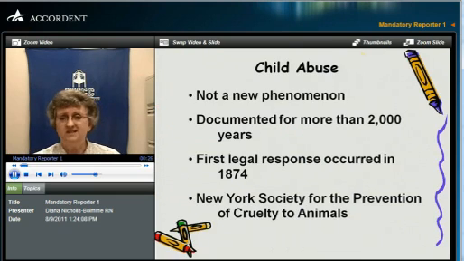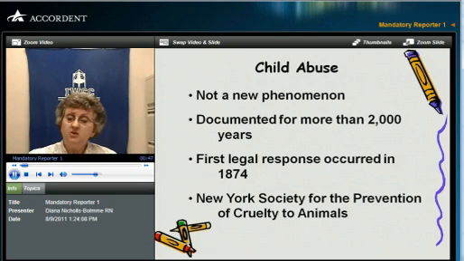And child abuse isn't new. In fact, abuse of people isn't new. There are cave drawings that are abusive to people of all ages. There are cave drawings that are pornographic. So abuse has been around as long as people have been here. But the first case that ever went to court, the first child abuse case, was in 1874.